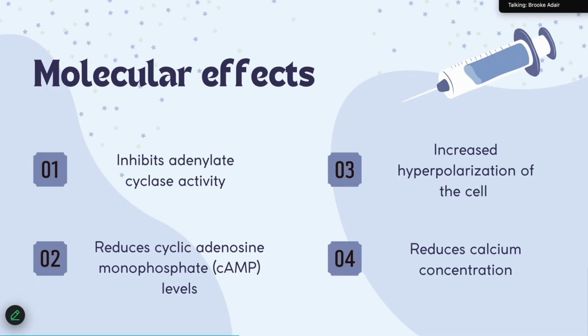Molecular effects. Morphine binds to opioid receptors, activating a family of kinases called the G protein-coupled receptor kinases. The three subunits of the G protein form two complexes, the alpha-GTP and beta-gamma dimer, which participate in intracellular signal transduction. This inhibits adenylate cyclase activity and reduces cyclic adenosine monophosphate levels. Activation of potassium channels is also observed, which leads to increased hyperpolarization of the cell, which is when the cell's membrane potential becomes more negative than its resting state. The beta-gamma dimer directly blocks the calcium channels and reduces calcium concentration.